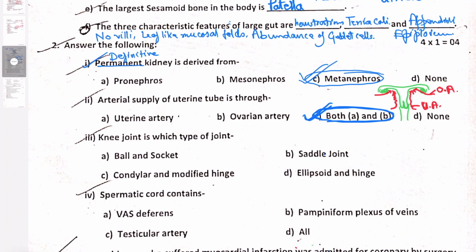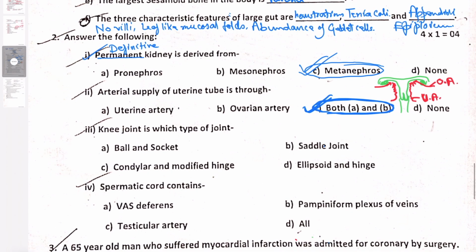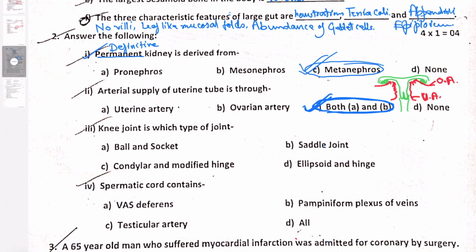Next question is the third MCQ. The knee joint is which type of joint? Ball and socket variety, saddle variety, condylar and modified hinge, or ellipsoid and hinge? What will be your answer? I think most of you must have marked it correct, although the most appropriate answer is still not among your options here. By the way, you can mark condylar and modified hinge, which needs to be a little bit corrected.